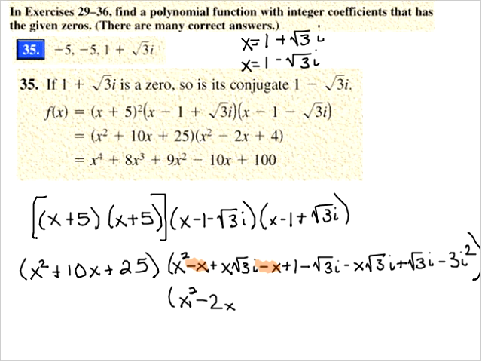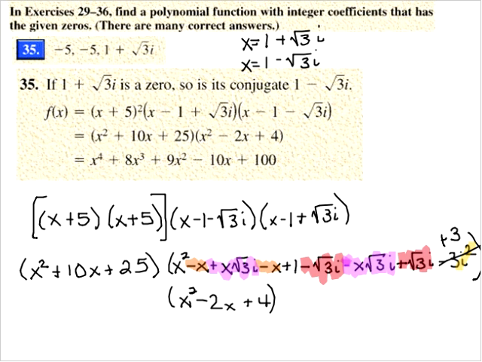So I have a plus x square root 3i minus x square root 3i. So those cancel each other out. I have a negative square root 3i and a positive square root 3i. Those cancel each other out. Remember, i squared is the same thing as negative 1. So really, I have a plus 3 at the end here. So plus 1 plus 3 is a plus 4. So that whole mess simplifies to x squared minus 2x plus 4.